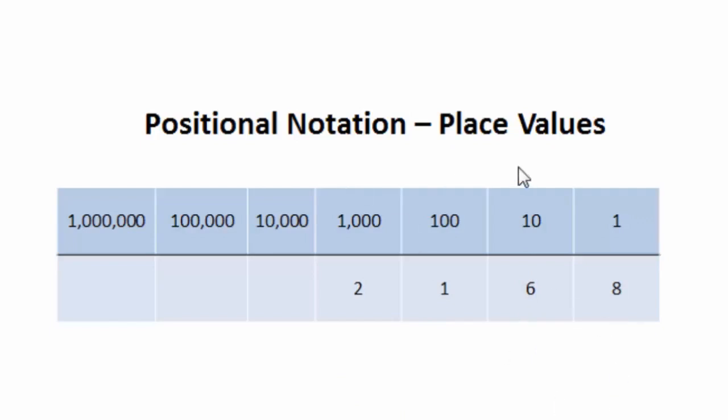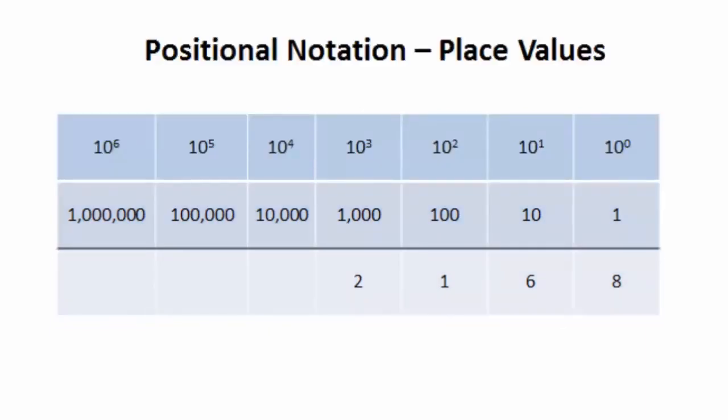Now, when we're talking about the place values in the decimal number system, we're talking about the powers of 10. You can see that the ones place is 10 to the 0, the tens place 10 to the 1, the hundreds place 10 to the 2, or 10 times 10, which is 100. The thousands place is 10 to the 3, or 10 times 10 times 10, and so on and so forth. So you can see that the place values are based on powers of 10.